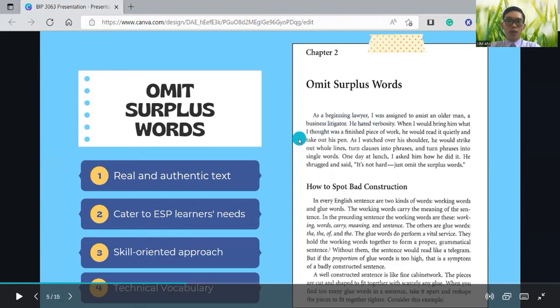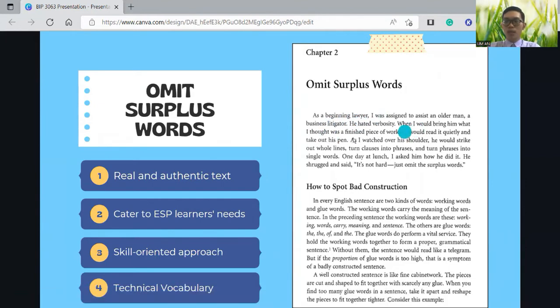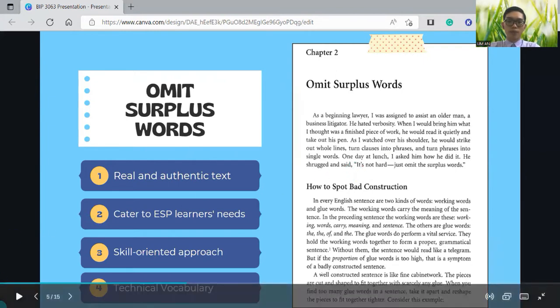As a beginning lawyer, I was assigned to assist an older man, a business litigator. He hated verbosity. When I would bring him what I thought was a finished piece of work, he would read it quietly and take out his pen. As I watched over his shoulder, he would strike out whole lines, turn clauses into phrases, and turn phrases into single words. One day at lunch, I asked him how he did it. He shrugged and said, "It is not hard, just omit the surplus words."